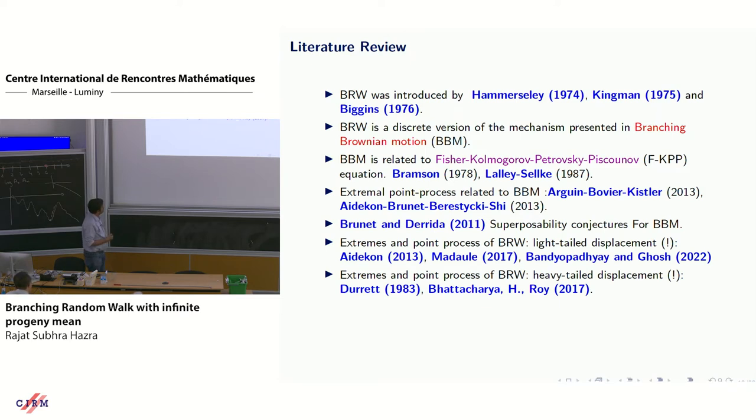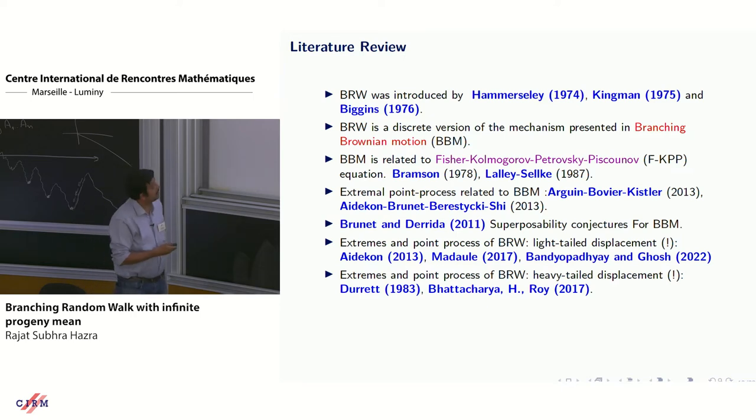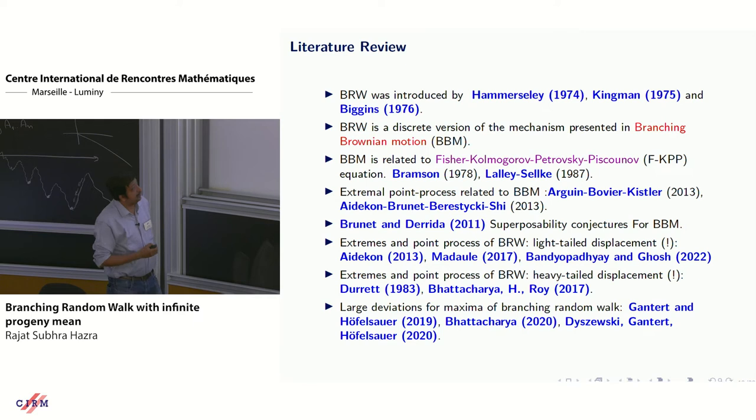There has also been work when the displacement random variables, these X's, are heavy tailed. That is the case when you have heavy tails, as opposed to light tails. Durrett was the first one to study the extremes of this, and we made progress in the structure of the point processes. We tried to get an analog of the Brunet-Derrida conjecture, and we were successful in doing this with Ayan Bhattacharya, who was a PhD student of Parthanil. There is also some very interesting work going on in the large deviations of branching random walks, with some recent work by Nina Gantert's group, who are doing quite an interesting job.